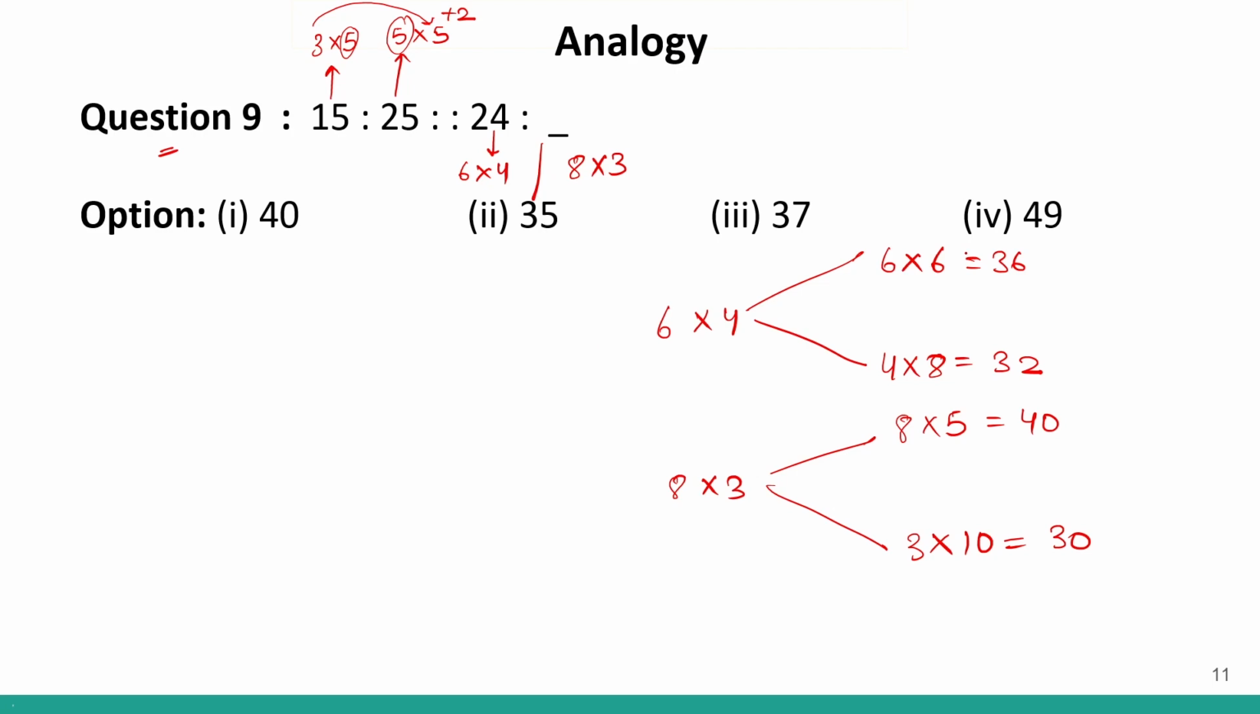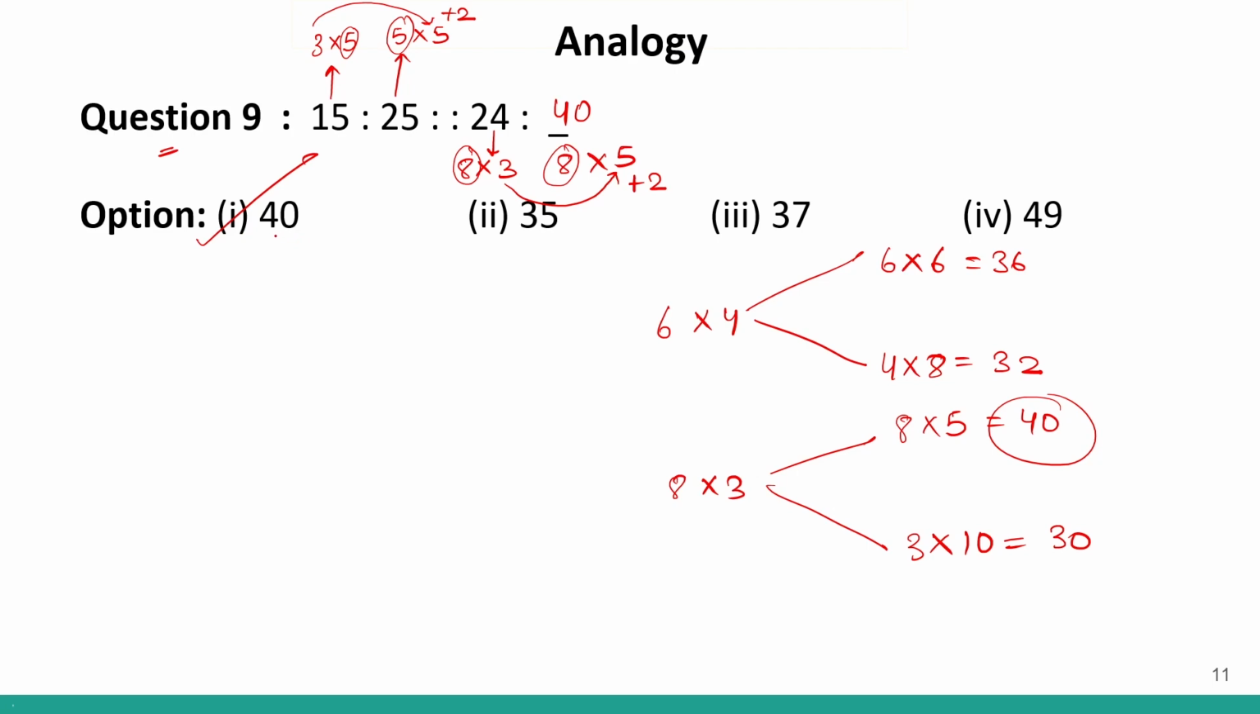In the options, which one do I see? In the options, I can see only option number 1. So the missing term over here will be 40. So it will be 8 into 3. And the next term we have taken is, we have taken 8 to be the common one. And we have multiplied it by 5, which is plus 2 of the previous number. So this is the logic that is being used. So option 1, which is 40, is the correct answer to this question.